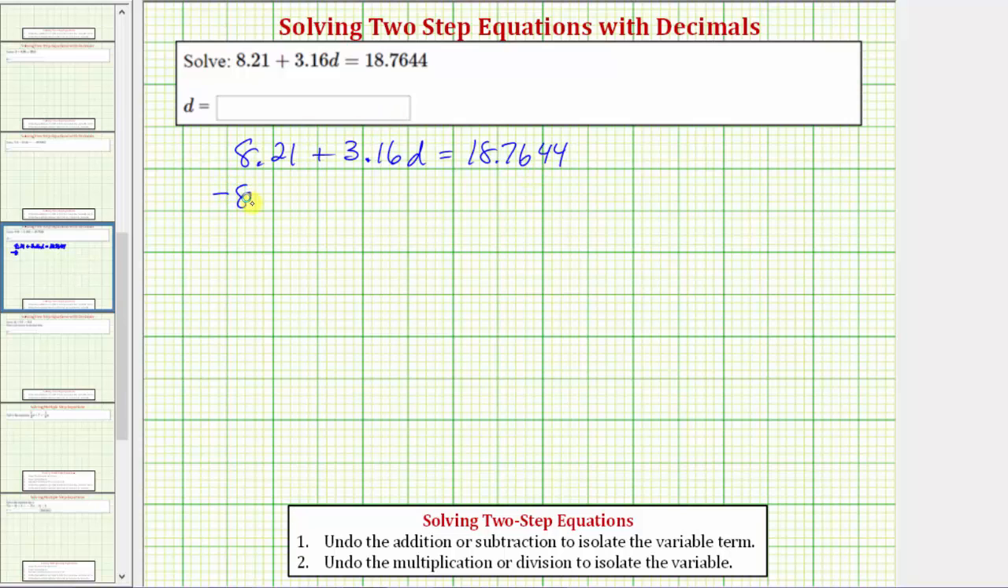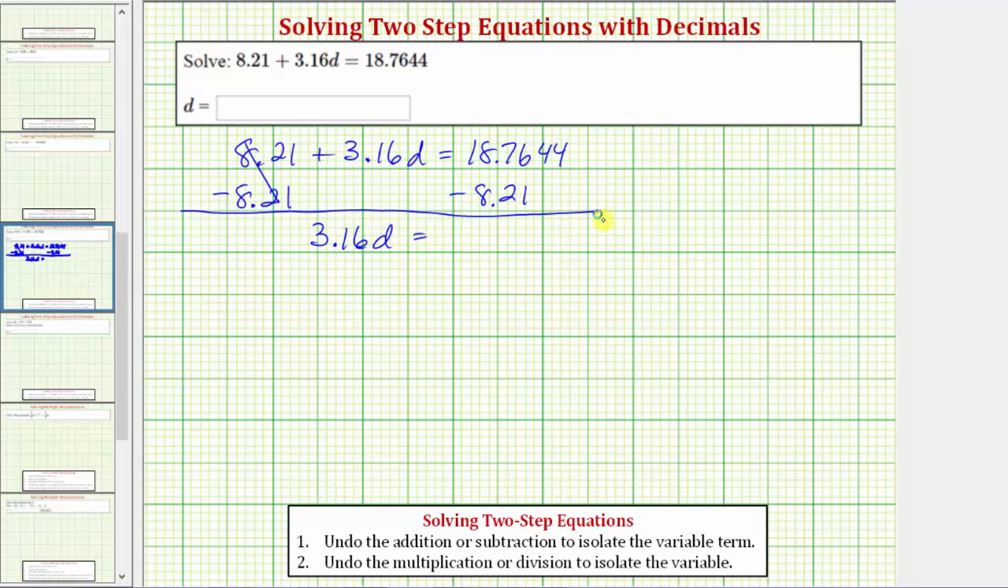Subtracting 8.21 on the left undoes the positive 8.21. Then we perform the same operation on the right side, but we need to make sure we line up the corresponding place values so we can accurately subtract. So simplifying, again on the left, 8.21 minus 8.21 is 0. So we're left with 3.16d on the left.